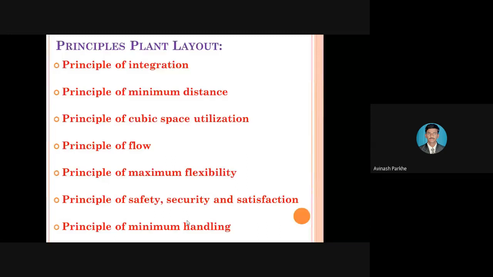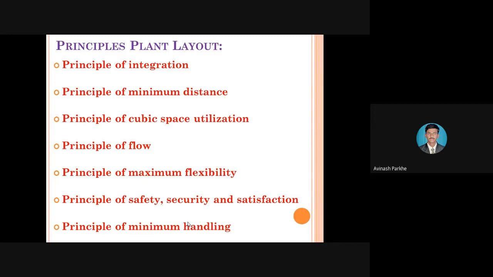If the workers and operators are not working in an effective manner, then there is no possibility to increase your productivity, because most of the time there may be a possibility of accident, or a possibility of breakage of the tools. Such things arise. So to avoid that situation, we have to implement this principle number 6, which is related to the principle of safety, security, and satisfaction. Therefore, we have to provide all the safety devices and all the safety rules to the operators and to the machines also, through which operator or worker satisfaction should take place.